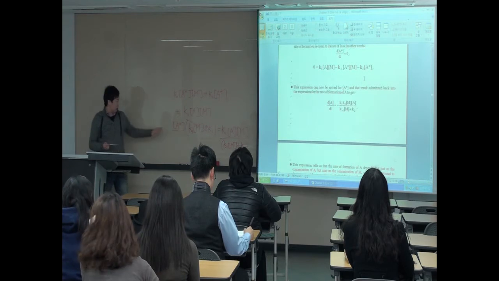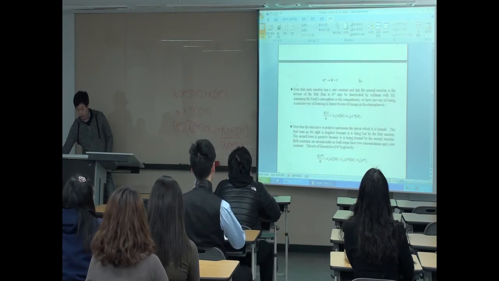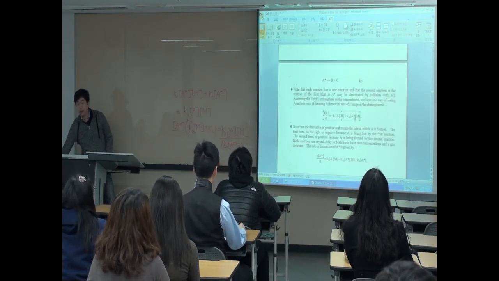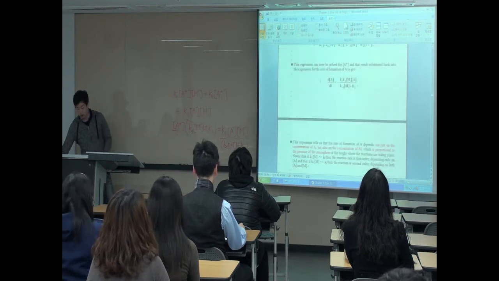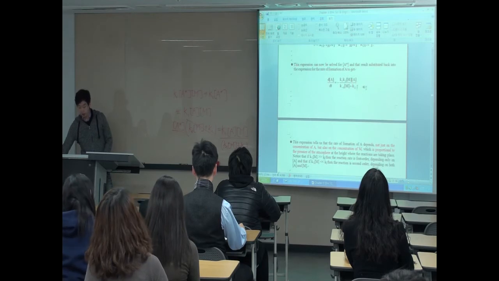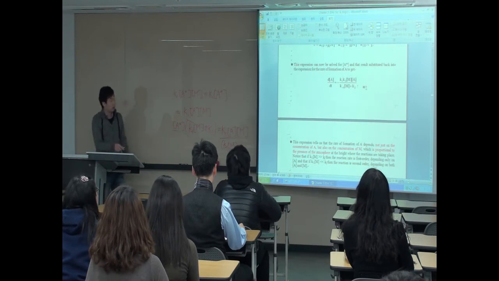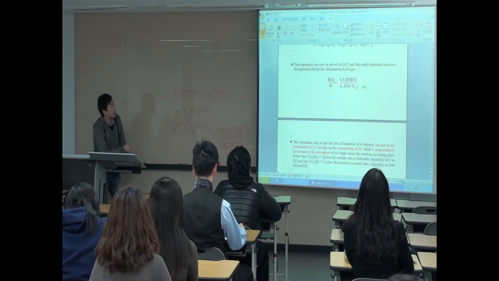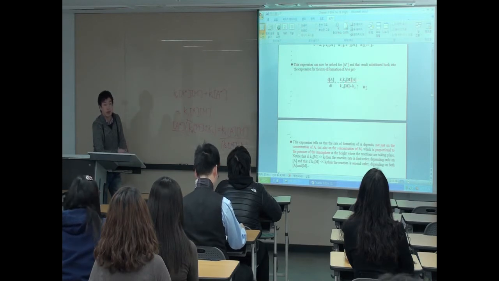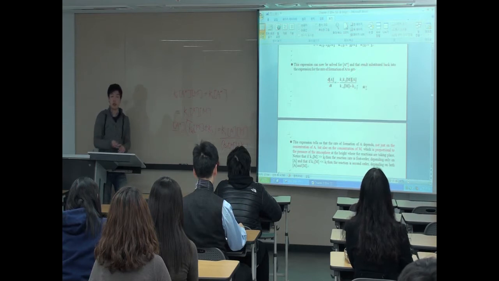So if we input this A star into this equation and rearrange it, you can get this final equation. The concentration of A can be expressed with K1, K2, and M. All of this information is given already, so we can get the change of the A concentration.